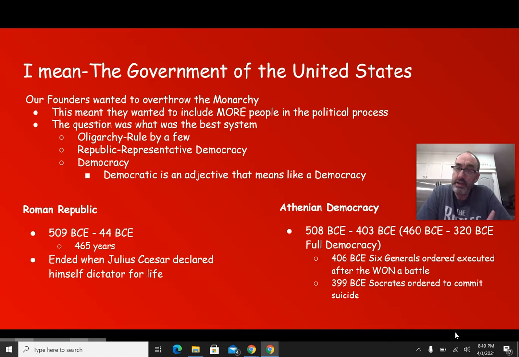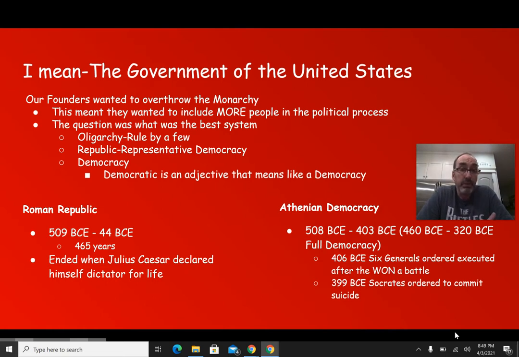So the question of what government would be best: an oligarchy is ruled by a few, where you bring just a few people in, and they set the laws. When Parliament first started off, they did have just the lords. The lords, the nobles, would advise the king, but then as it moved on, they became more democratic.